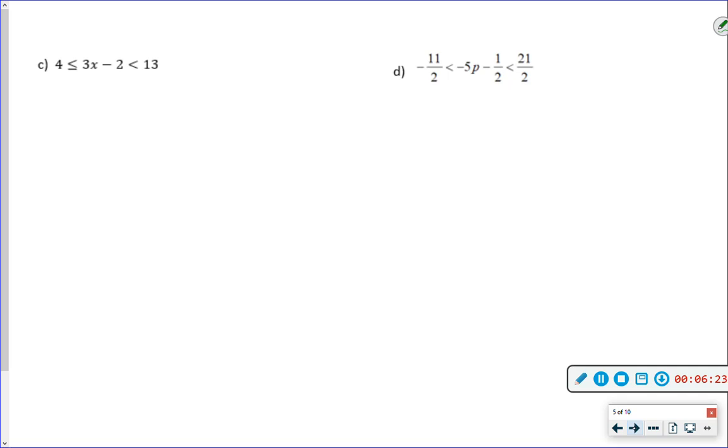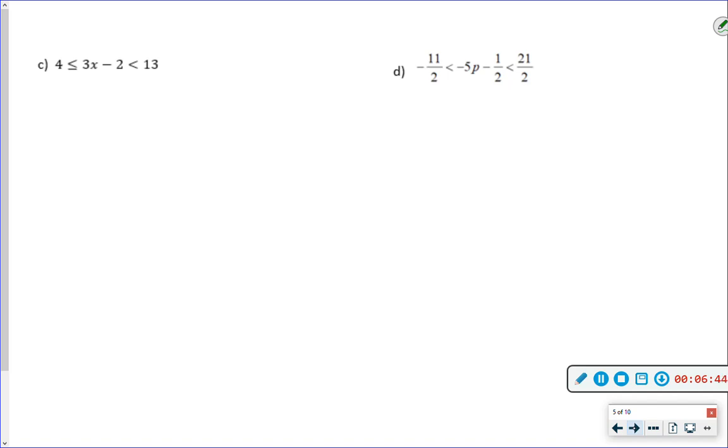Okay, compound inequality. Remember, there's two types of compound inequalities, ands and ors. Ors, you always have the word or in them. They're pretty obvious. These two are representative of ands. 3x minus 2 is less than 13, and 3x minus 2 is greater than or equal to 4. So 2 for the price of 1, really.